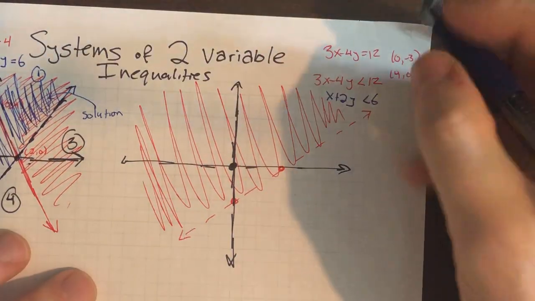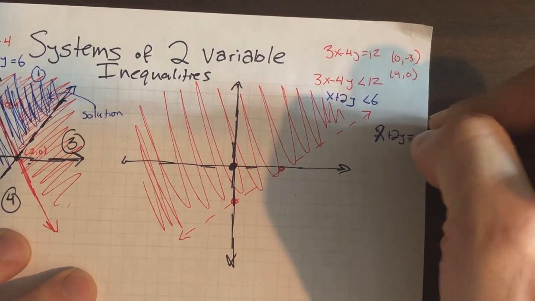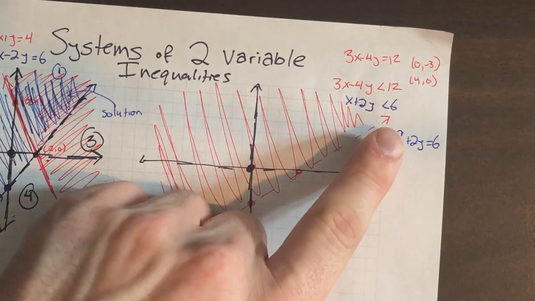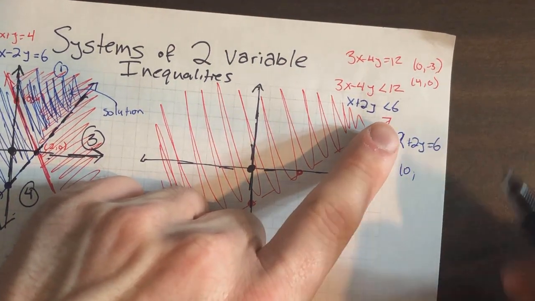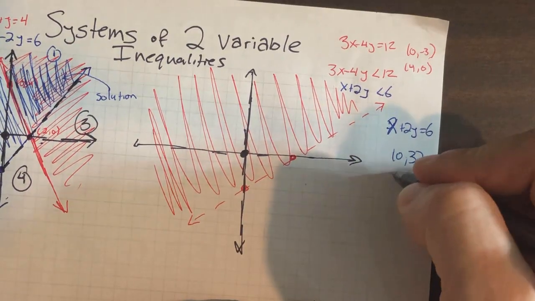Here we go. So now I've got to graph x plus 2y equals 6, starting with the boundary line. So again, I cover my x. 2y equals 6. So y has to be 3. Now I cover my y.